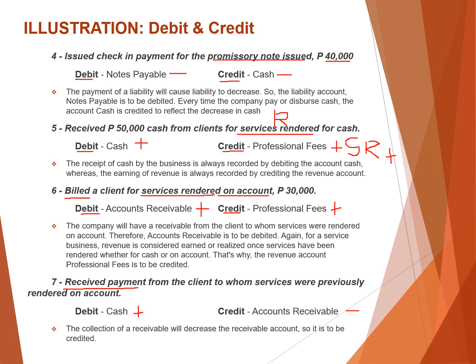Okay, and then the next step again is to apply the rule of debit and credit. Since cash is increased, that's why it is debit. Accounts receivable is decreased, that's why it is credit.